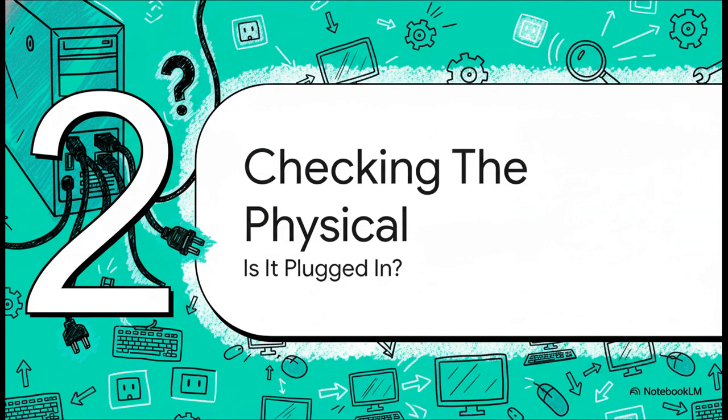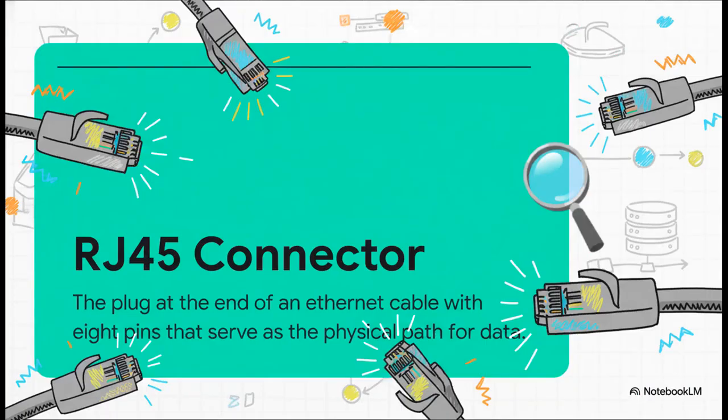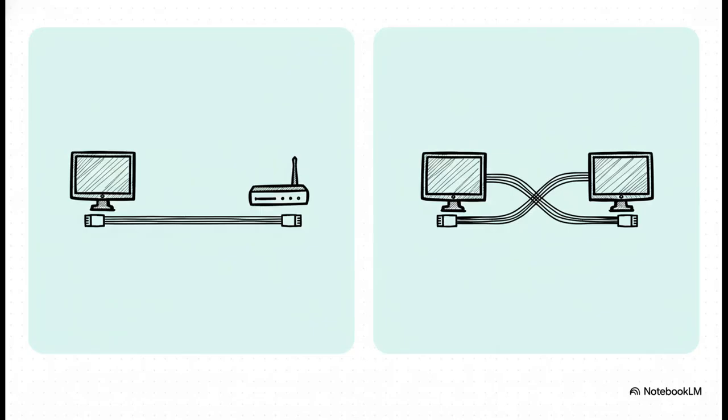So, if all the software checks seem okay, it's time to get out of your chair and look at the physical world. I know, it sounds almost too simple, but you would be absolutely shocked how often the problem is just a cable that's been kicked loose. Never ever underestimate the simple fix. And this little guy is the unsung hero of that physical connection, the RJ45 connector. You know, it's that clear plastic plug at the end of every network cable. And inside, you've got 8 tiny little copper pins, and those pins are the physical superhighway that all your data travels on.